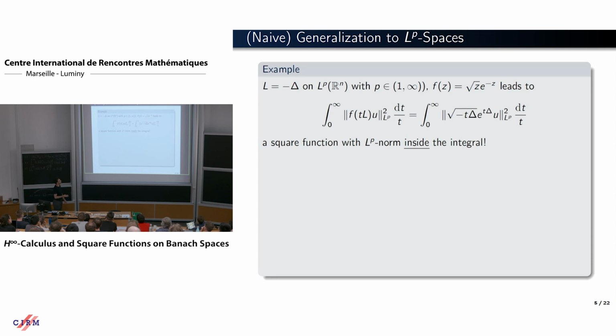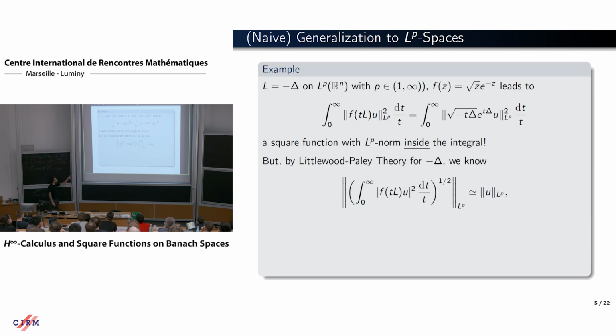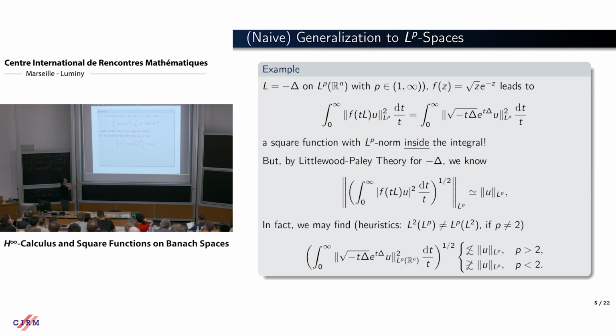Norms inside the integral, the L^p norm inside the integral, does not really work. Why not, you might ask? We know by Littlewood-Paley theory for the minus Laplacian that we actually have an equivalence with the norm of u in the L^p space, but with a different expression on the left-hand side. So we know which kind of equivalence holds, so we cannot just go to another. All right? The heuristics here is that if you take the space L^2 with values in L^p, this is not the same as taking L^p with values in L^2, right? You cannot just do that. There is a good case there, p being 2. But other than that, it might be somehow difficult, all right?